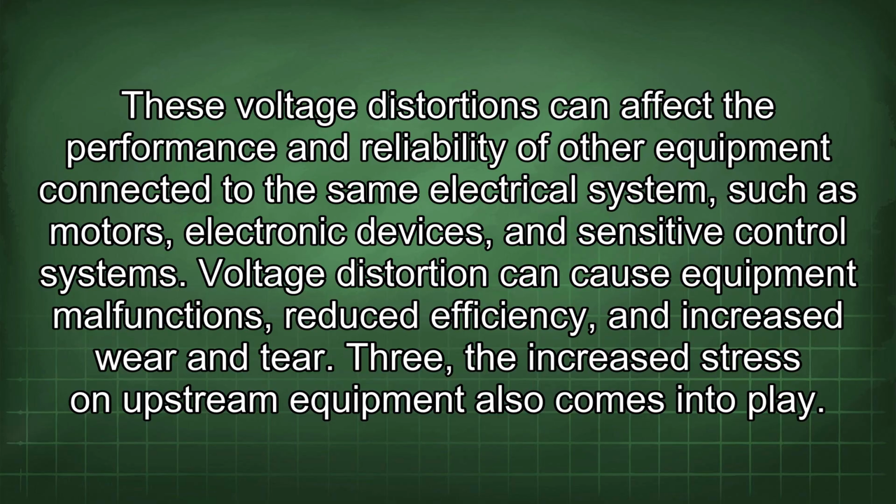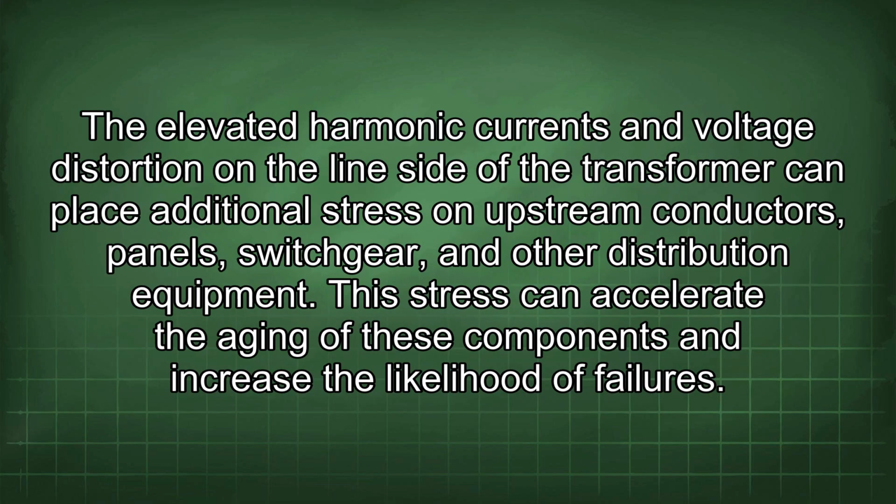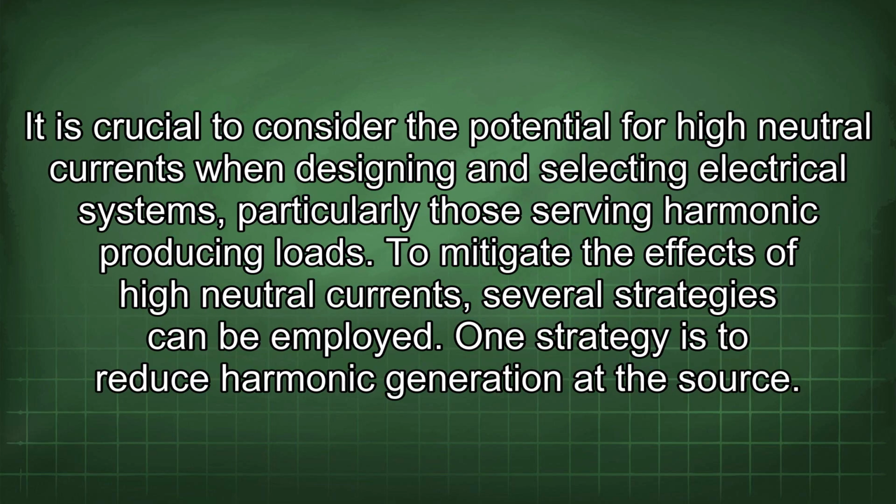3. The increased stress on upstream equipment also comes into play. Elevated harmonic currents and voltage distortion on the line side of the transformer can place additional stress on upstream conductors, panels, switchgear, and other distribution equipment. This stress can accelerate the aging of these components and increase the likelihood of failures. It is crucial to consider the potential for high neutral currents when designing and selecting electrical systems, particularly those serving harmonic-producing loads. To mitigate the effects of high neutral currents, several strategies can be employed.